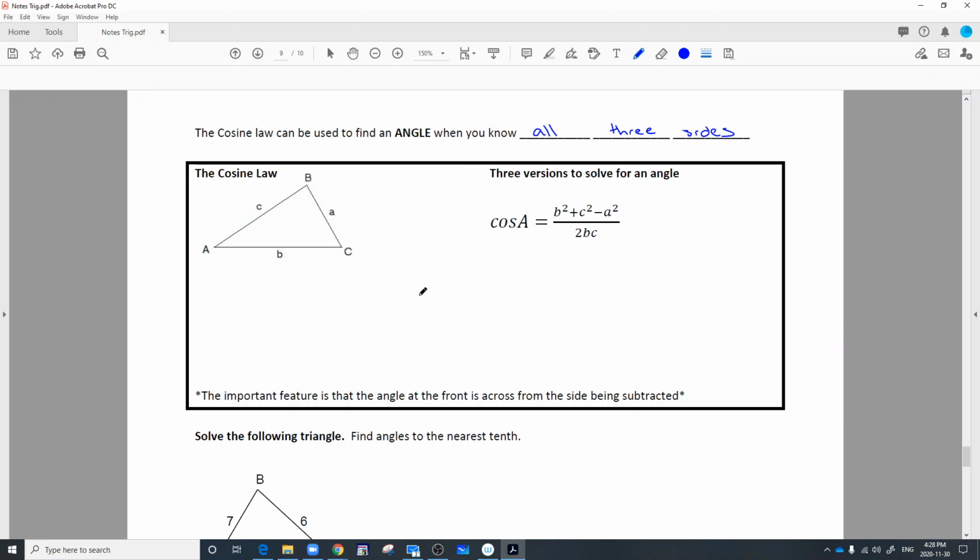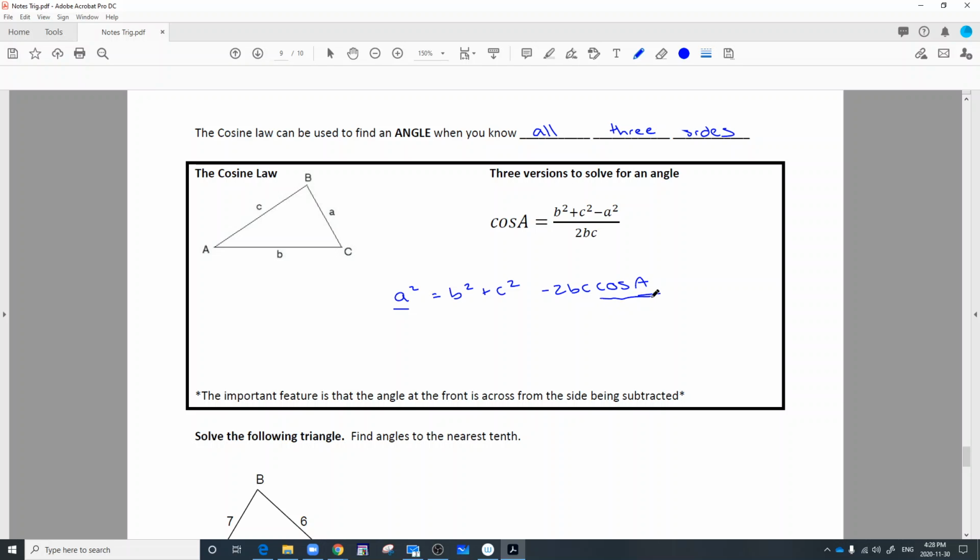Now, this is the formula for using the cosine law to solve for an angle. And all we've done, don't write this down, is taken this equation, the equation we learned in the last video. So you have the side you're wanting to solve for with the angle across from it, and just rearranging it to solve for the angle.